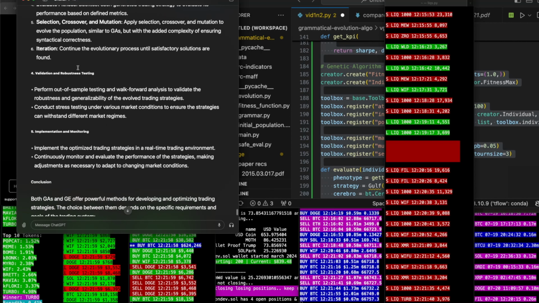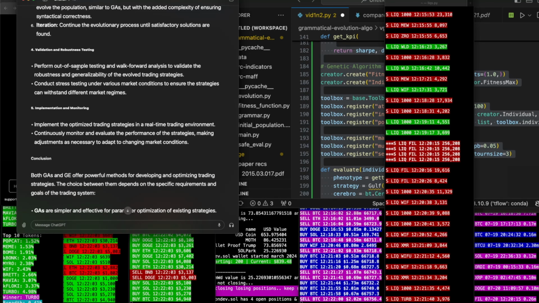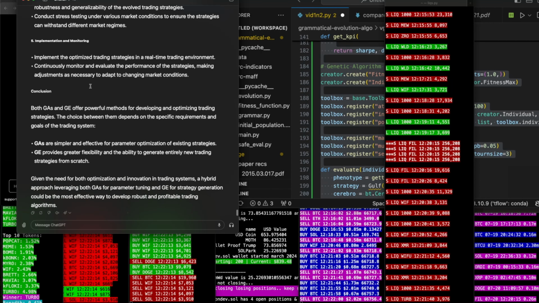Validation and robustness testing. Perform out-of-sample testing and walk-forward analysis to validate the robustness and generalizability of the evolved trading strategies. Conduct stress testing under various market conditions to ensure the strategies can withstand different market regimes.